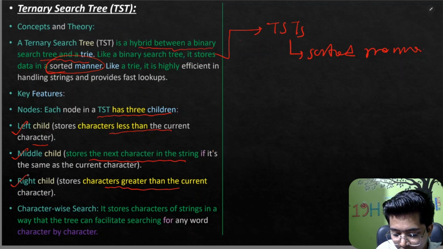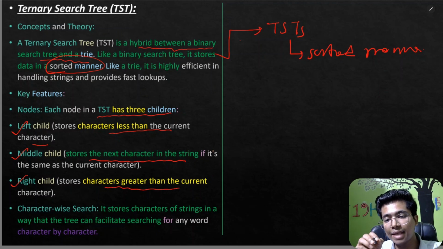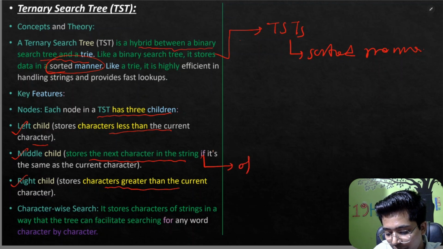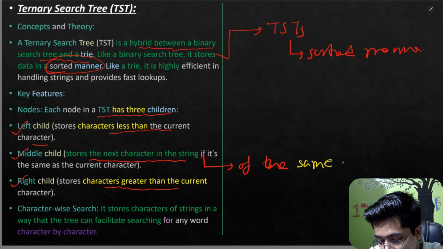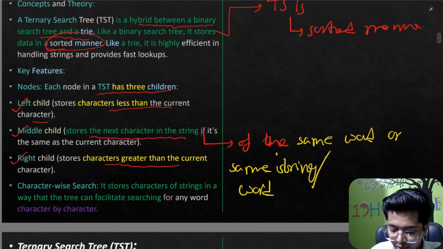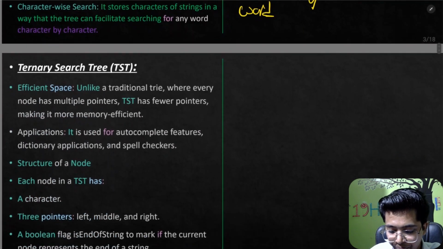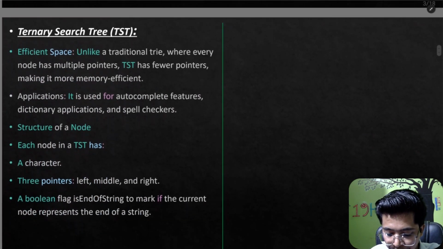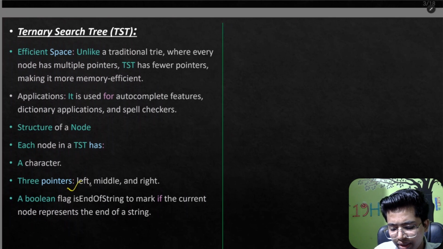In the string, it stores the next character of the same word or same string. Character-wise search stores the characters of a string in a way that the tree can facilitate searching for any word. Okay. Now space: three pointers, as I told you, left, middle, and right.